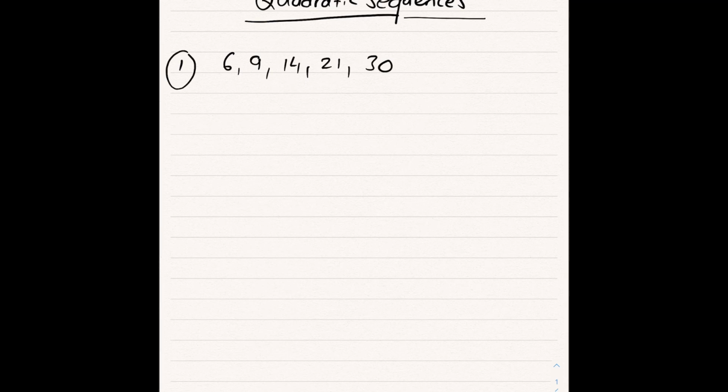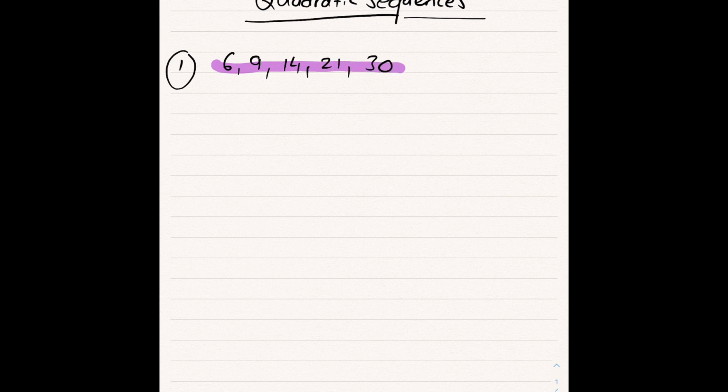Now in this video, we're going to learn about quadratic sequences. This is normally aimed at the higher tier paper, but in terms of quadratic sequences, it's actually the same as linear sequences. However, there are more steps to it. So let's start. We have this first sequence: 6, 9, 14, 21, 30.